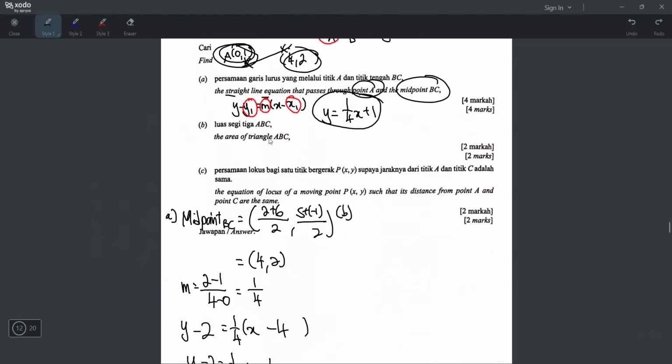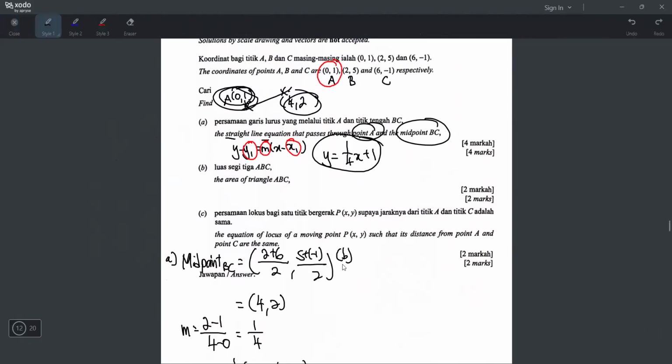Okay, now for B, they want us to find the area of triangle ABC. So just use the area formula lah. This is coordinate geometry, right? And in coordinate geometry, how do you find the area of a triangle? First, you have to make sure you have coordinates for all the vertices. So do you have the ABC coordinates? Yes. So how to find the area? The formula is 1/2 modulus, and you put in all the coordinates inside the modulus.